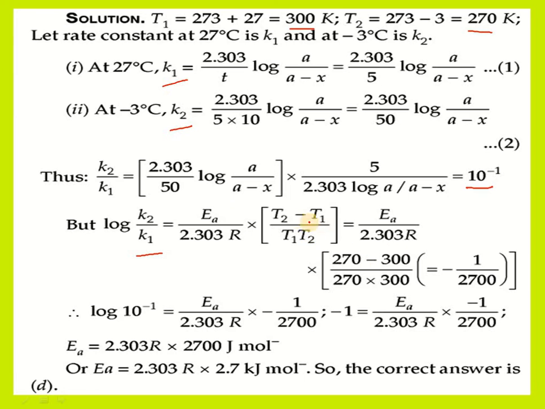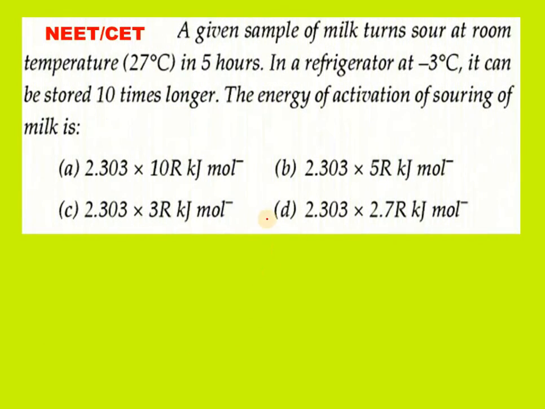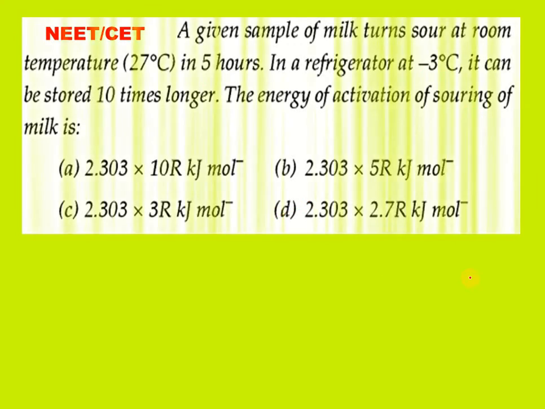Now the temperature term, T2 minus T1 by T1 T2, with both T1 and T2 substituted in the Arrhenius expression, and the R value also substituted as 8.314. Then after simplification I got activation energy is 2.303 R into 2700 joule per mole, converted into kilojoules as 2.303 R into 2.7 kilojoules per mole. So that exactly matches our D option. So D option is the right option for the question.